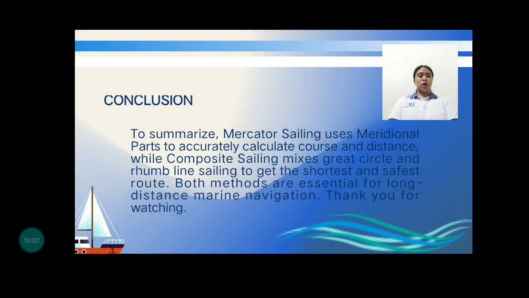So, conclusion. The summary of our topic on Mercator sailing and composite sailing is: Mercator sailing uses meridional parts to accurately calculate course and distance, while composite sailing combines great circle and rhumb line sailing to get the shortest and safest route. So both methods are essential for long distance marine navigation.